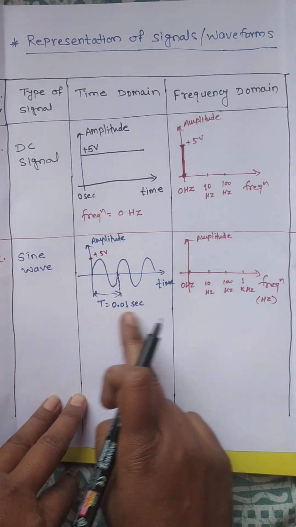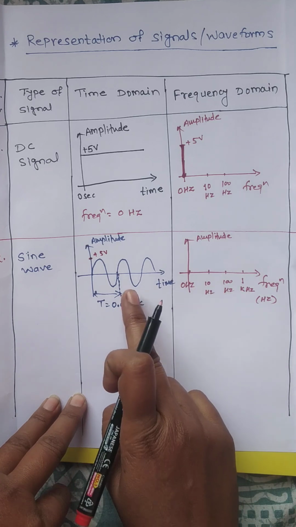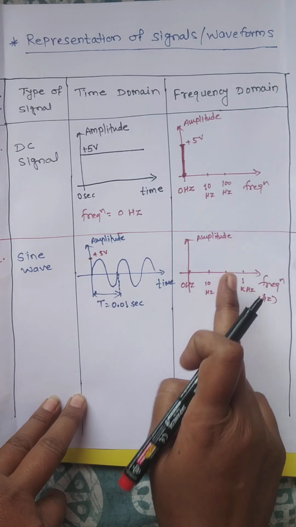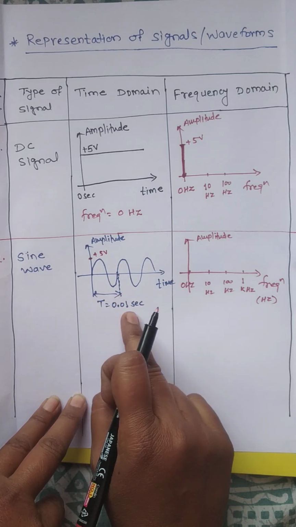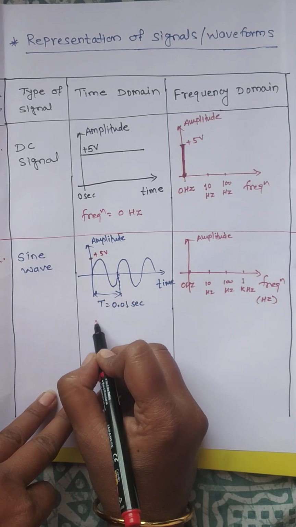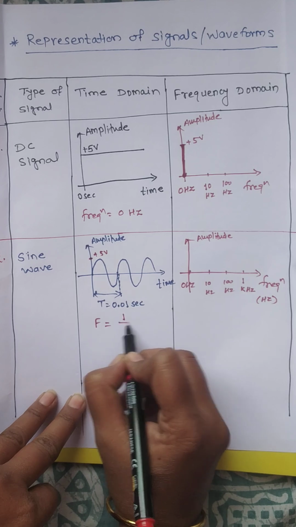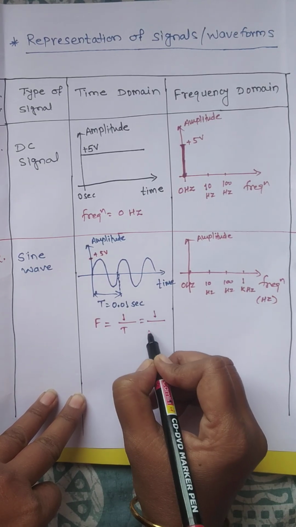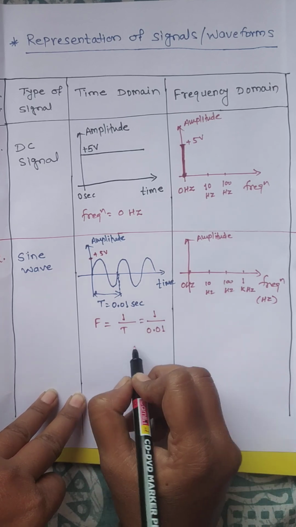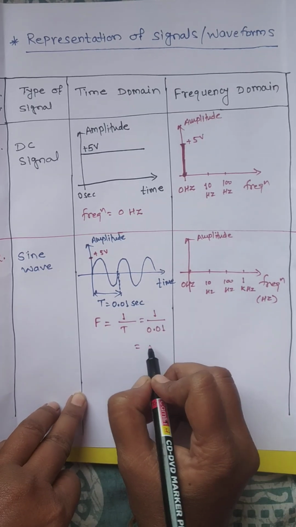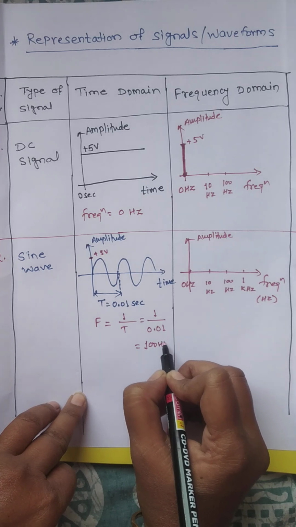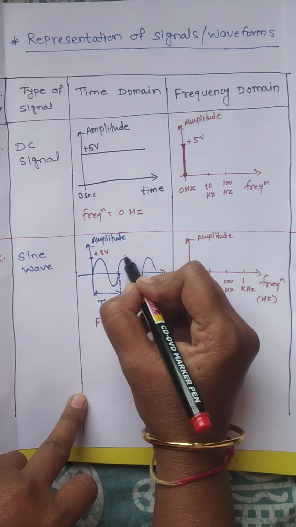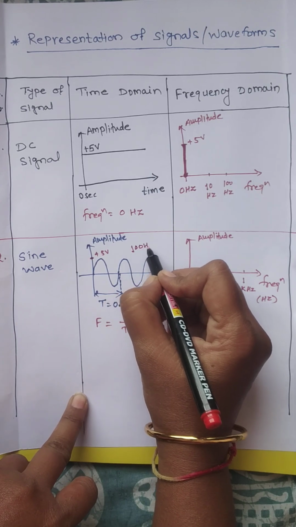Okay. Now we need to find out the frequency of this sine wave so that we can plot the component here. Now how much is the frequency of this sine wave? Frequency we can find out with the help of time period. So frequency is equal to 1 upon T. So if we calculate, it is 1 upon 0.01 second, it will turn out as, I think, 100 hertz. Okay, means frequency of this sine wave is 100 Hertz.